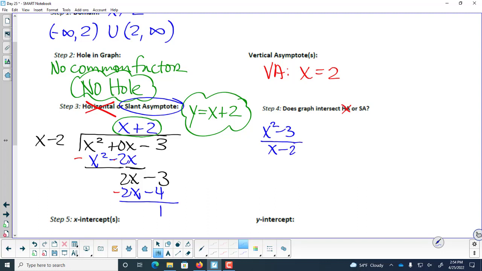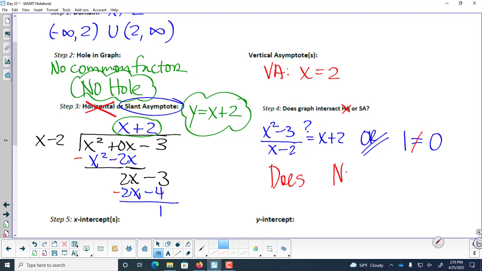So you could do this. Does it equal x plus 2? Or you can do the short way: set the remainder equal to 0. Is 1 ever going to equal 0? No. So does it cross? It does not cross. It's so much better.